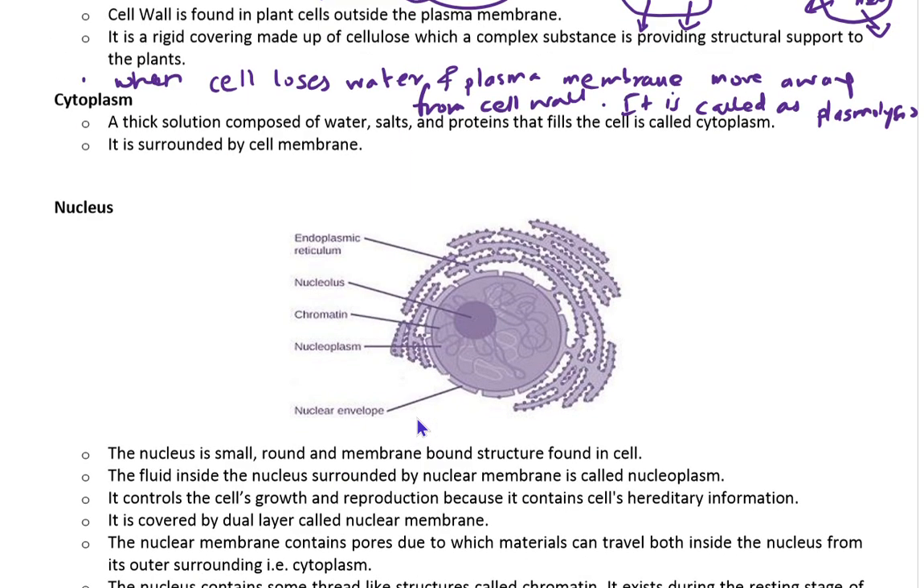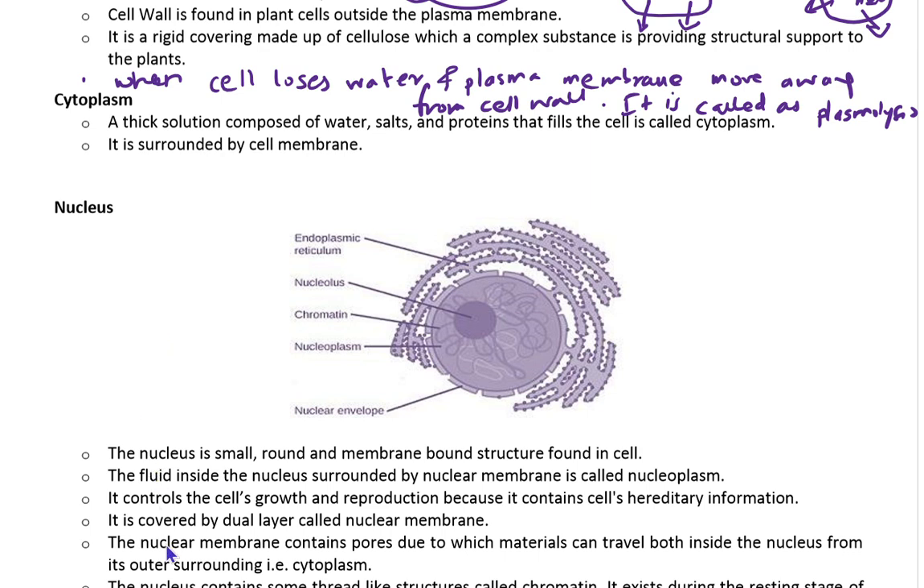From inside it holds all the cell organelles, and at the center we have the nucleus. The next important organelle present in the cell is the nucleus. It is a small round membrane-bound structure found in the cell. The fluid inside the nucleus, surrounded by the nuclear membrane, is called nucleoplasm. It controls the cell's growth and reproduction, because it contains the cell's hereditary information.